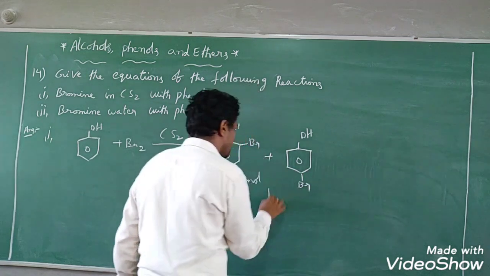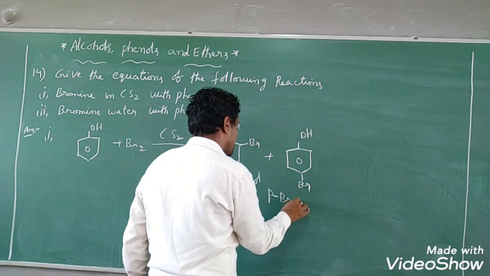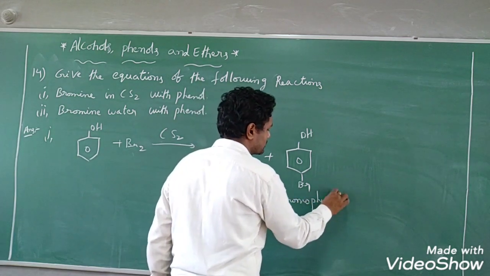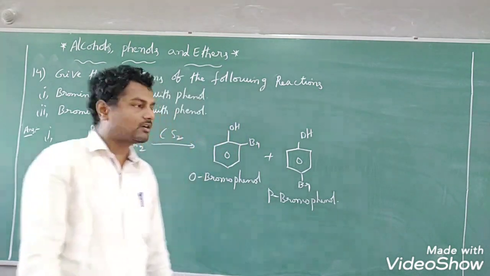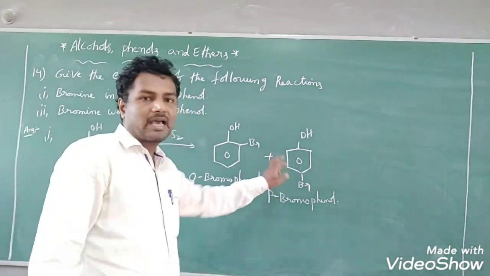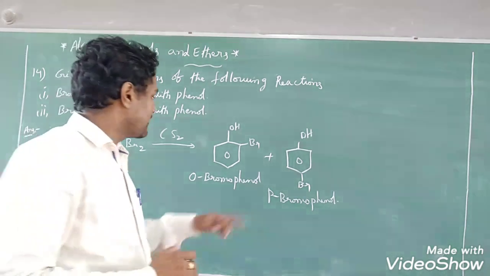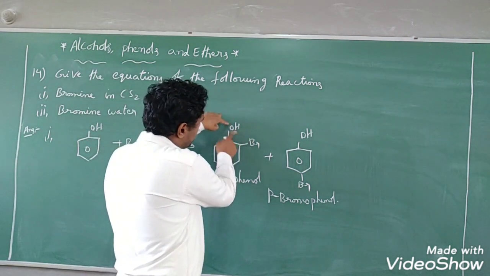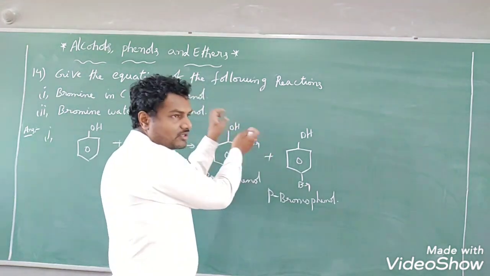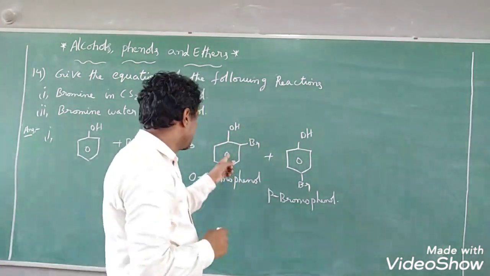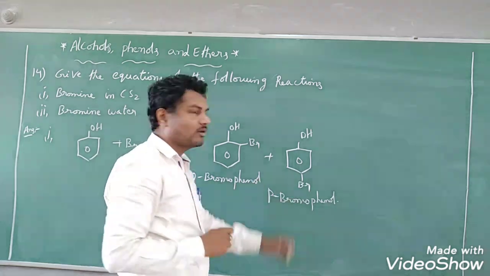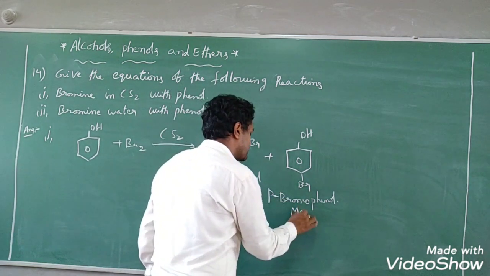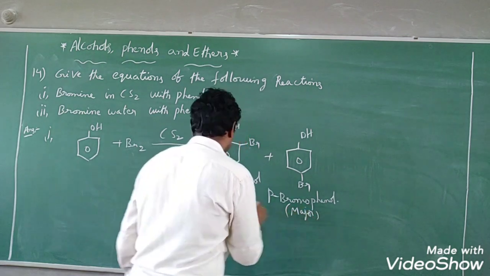Sometimes there is a chance they ask which is the major product. Always para product is the major product. We know in electrophilic substitution reactions, the para product is major compared to the ortho product, because in the ortho product the groups are present side by side. Due to steric hindrance, it will form in less amount compared with para bromo phenol, right? So this is the major product and this is the minor product.